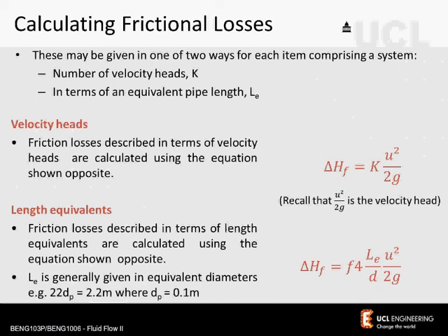So for example, for a bend, you might have a length equivalent of 22 Dp, where the Dp is the diameter of the pipe. So if your pipe diameter is 0.1 meters, then 22 Dp would give you a length equivalent of 2.2 meters for that fitting. And what you do with those is you sum them all up, add them to the total length of pipe, and then put it into the equation for delta HF.